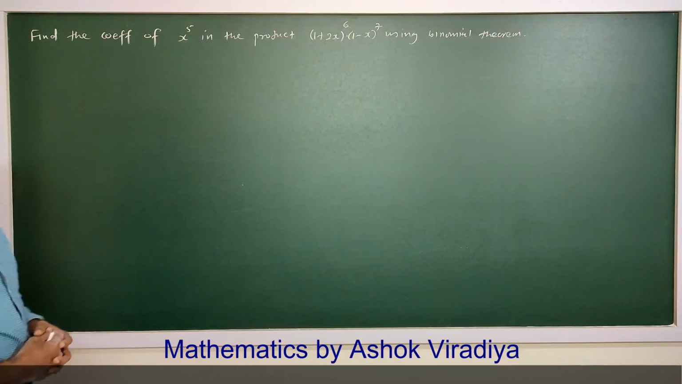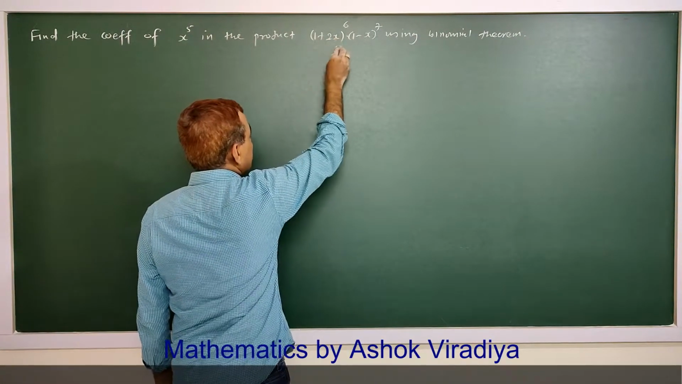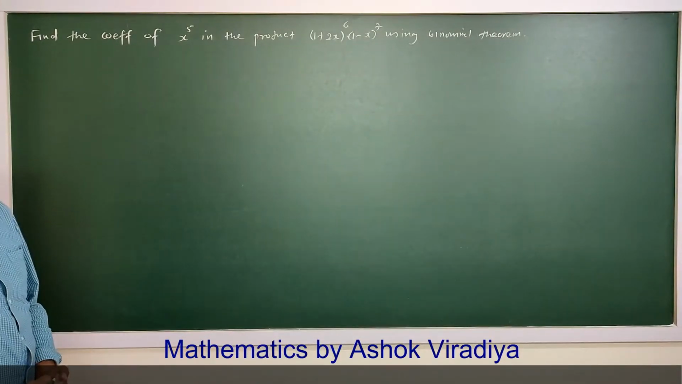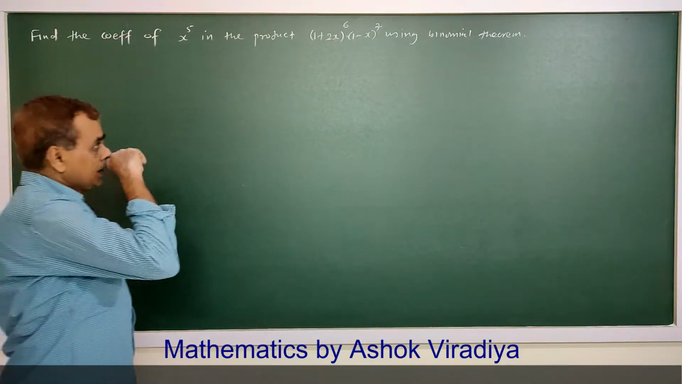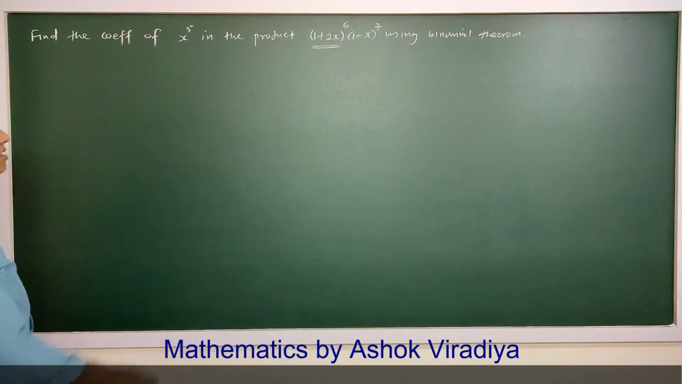Now next question: find the coefficient of x raised to 5 in the product of (1 + 2x) raised to 6 into (1 - x) raised to 7. So to solve such problems, first of all I expand this expression.